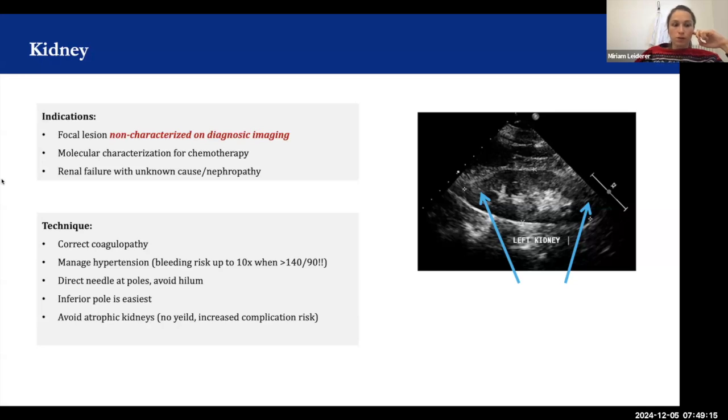And try to avoid biopsying atrophic kidneys. There's usually no diagnostic yield. The complication risk, like bleeding risk, is definitely increased. Well, unless you really have a lesion on an atrophic kidney that definitely needs a biopsy for management, but that is usually not necessary because if it's atrophic, you might as well do a nephrectomy already.